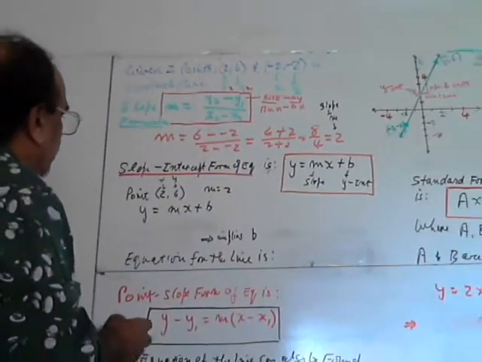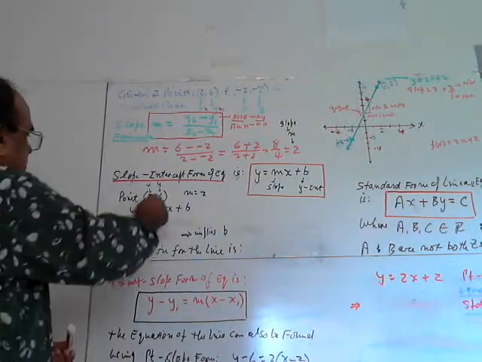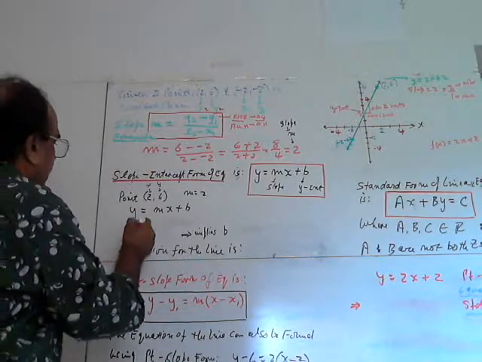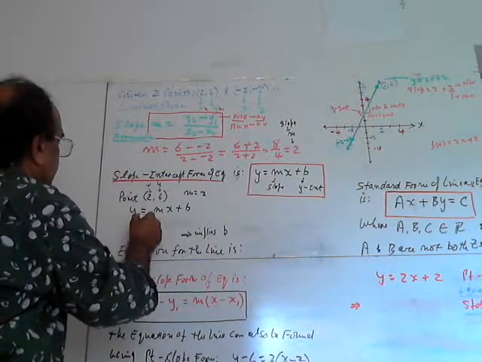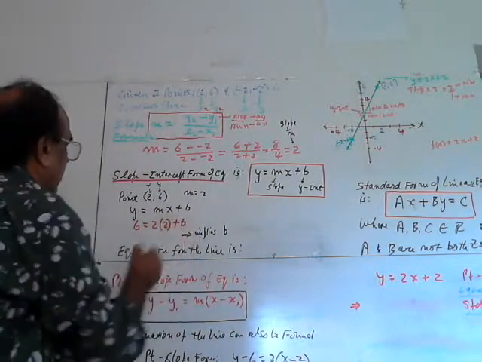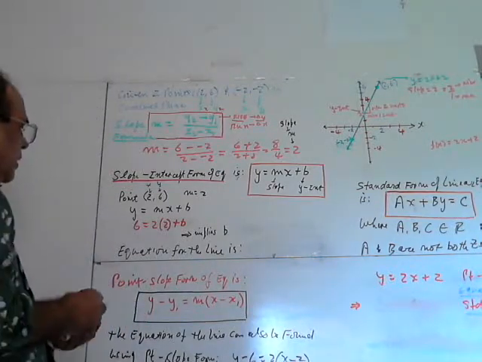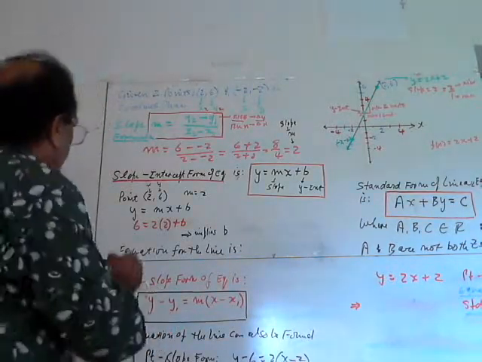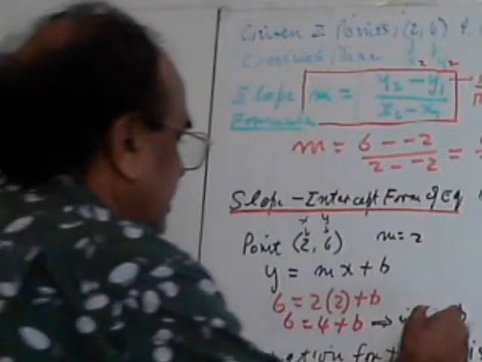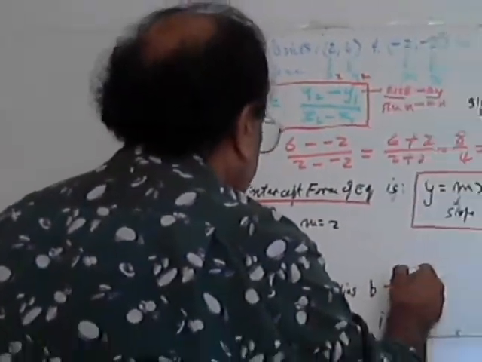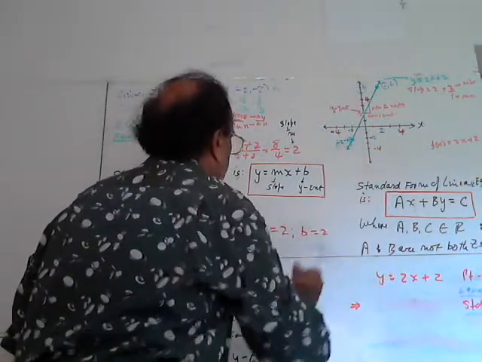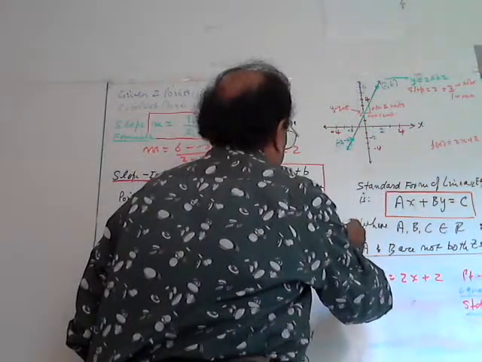I will substitute my 6 for my y and 2 for my x into the formula here. So I will get 6 is equal to 2 times x, x is 2, plus b. Alright, so then I will simplify now, and this gives me 6 equal to 4 plus b, and that implies that b is equal to 6 minus 4, and that gives me 2. So therefore b is equal to 2, and that is the y-intercept. This is my y-intercept.